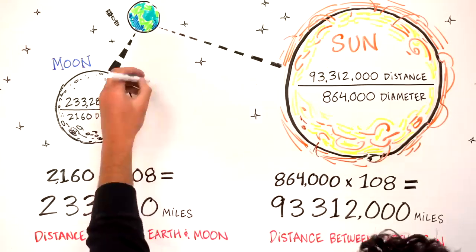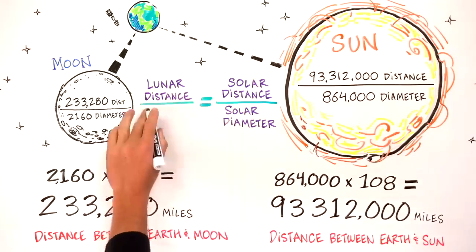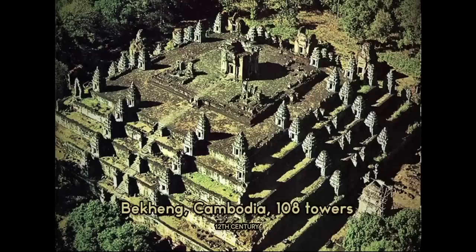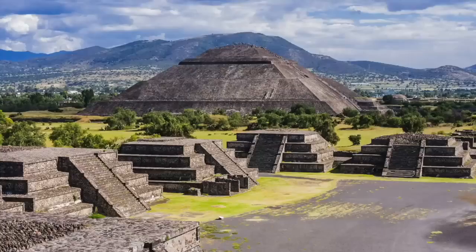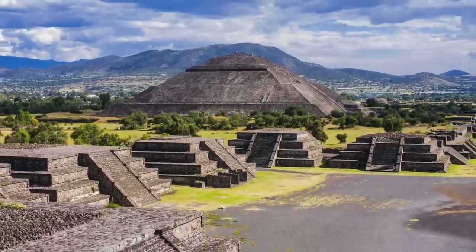So it's this 108 factor, this 108 spacing, this proportional relationship. We could express it this way. Solar distance to solar diameter equals lunar distance to lunar diameter, and the value of that proportion is the sacred number 108. As we see embodied right here in Bakheng of Cambodia from the 12th century with its 108 towers. And there are many examples of how these numbers were incorporated into the fabric of sacred architecture.